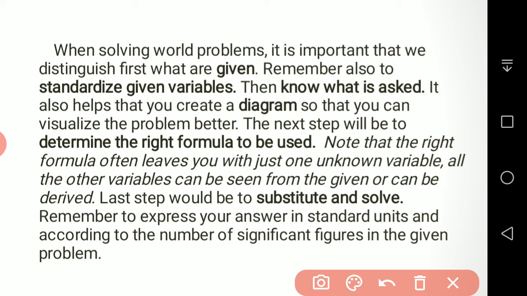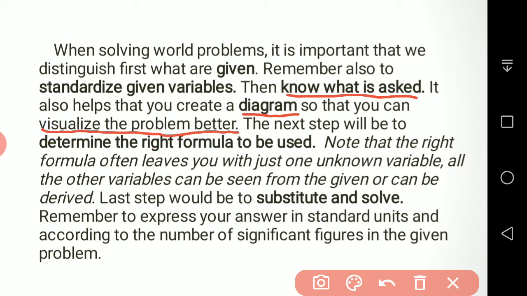So, kino-convert muna natin yung mga yan sa units of length na meters at units of time na seconds. Pagkatapos ng given, na-standardize na rin natin, tatanungin natin sarili natin, alam ba natin kung anong kailangan natin hanapin? So, know what is asked. And then, kapag alam natin kung anong hinahanap natin, maganda na nakagawa tayo ng diagram. Kasi mas maganda kapag gumagawa tayo ng diagram, mas naiintindihan natin. It helps us visualize the problem better.